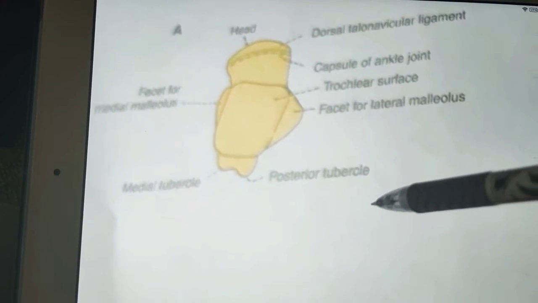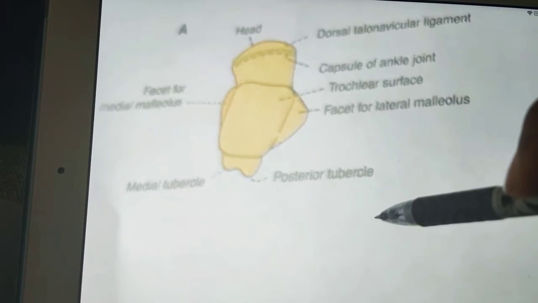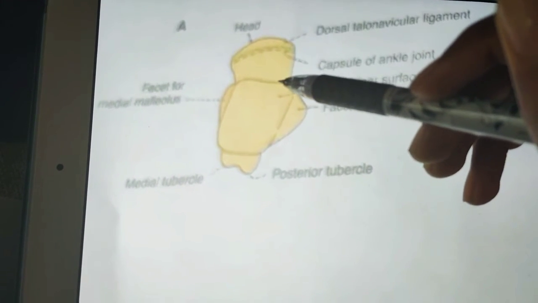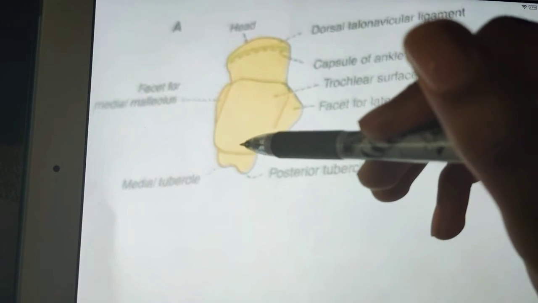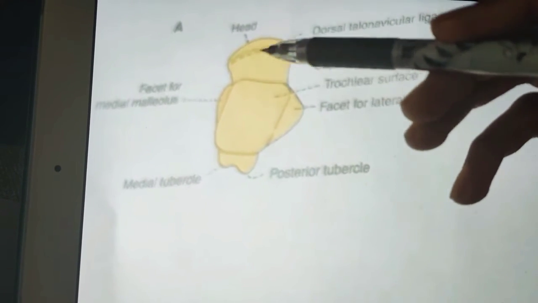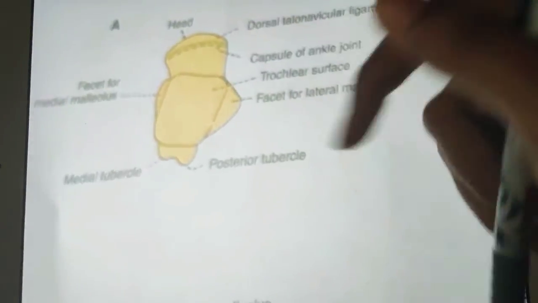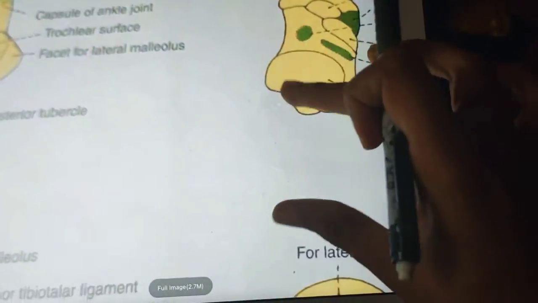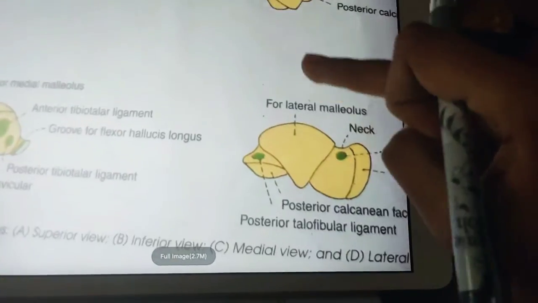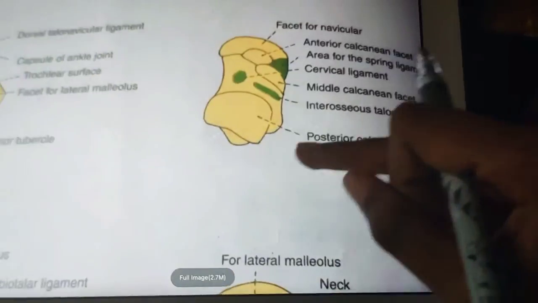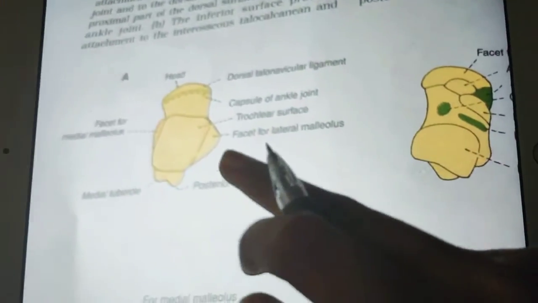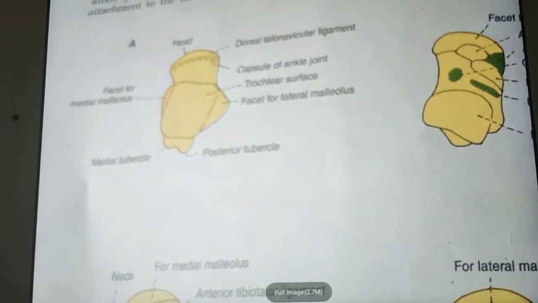So let us understand the side determination. It has a rounded head which is directed forwards, and it has a trochlear articular surface. This is the trochlear articular surface of the body which is directed upward, and a concave articular surface downward. So this is the inferior aspect, right? Downward you have the concave articular facet, and upward it has a trochlear articular facet.